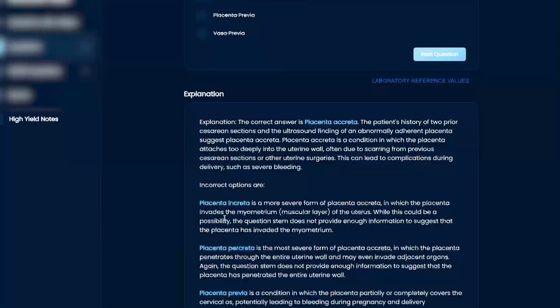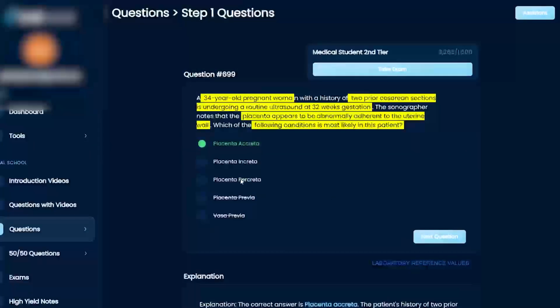So yeah, they always say, you know, the myometrium, if it goes into the muscle itself, not just the superficial layer, right? That's increta, and of course, all the way through, right? Penetrates, right? So you can think of percreta as penetration, complete penetration. Or another way that I used to remember is it's in alpha order. Oh, wow. Yeah, that's great. So the closer to Z, the worse it is, right?